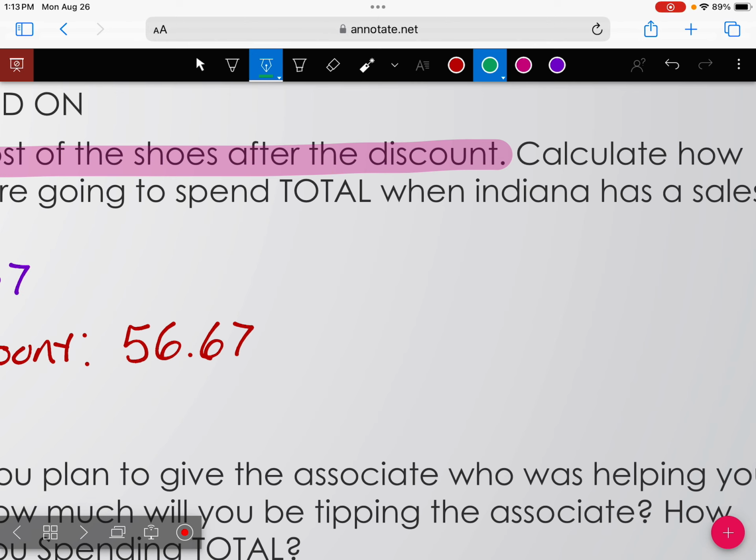What's going on with your sales tax? How's the sales tax going? He said it's racist. To be fair, it's flat rate across everyone in the state, so I can't really play that card there.